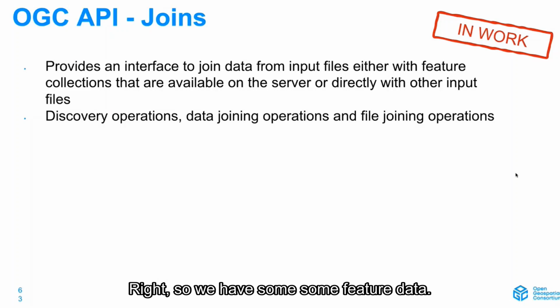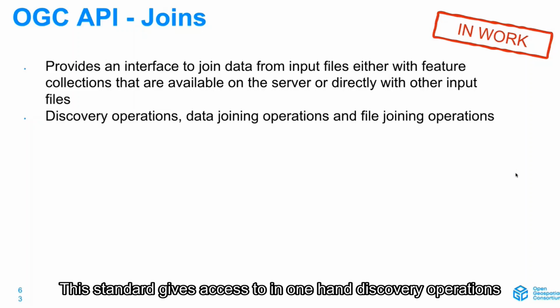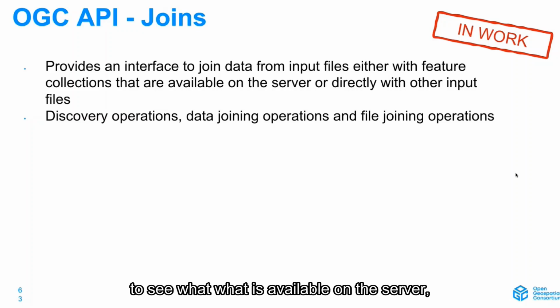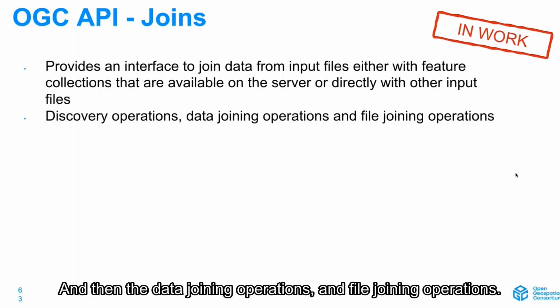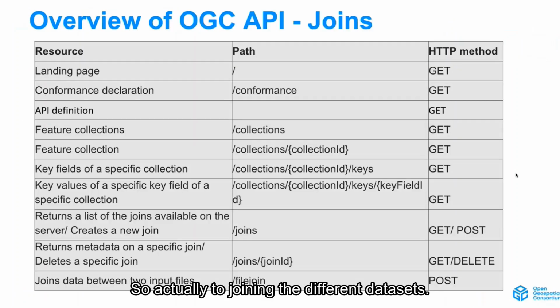So we have some feature data that is in the server, and we want to be able to join this feature data with tables, with statistical tables, for instance. This standard gives access to, on one hand, discovery operations, so to see what you have available on the server, what data sets you have, and then the data joining operation and file joining operation, so actually to join the different data sets.